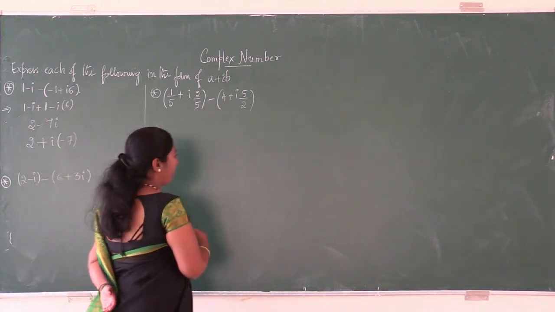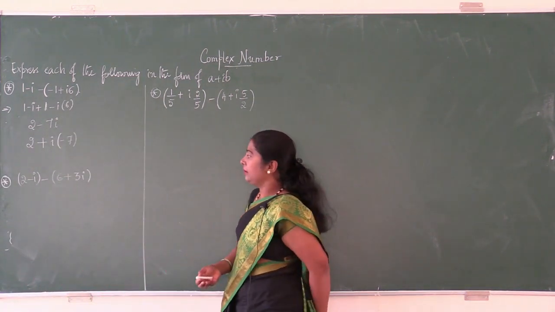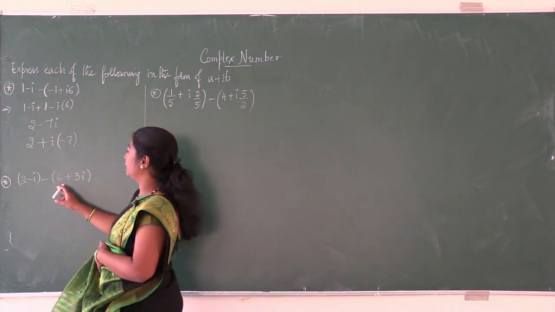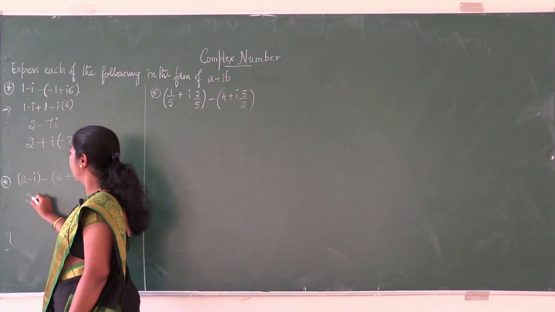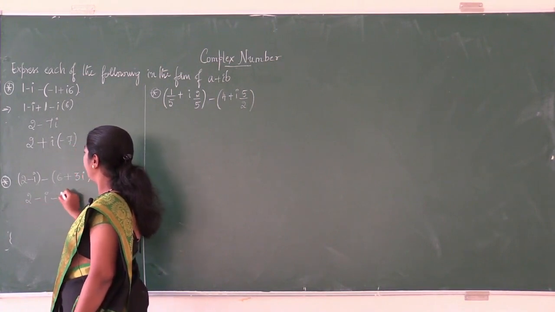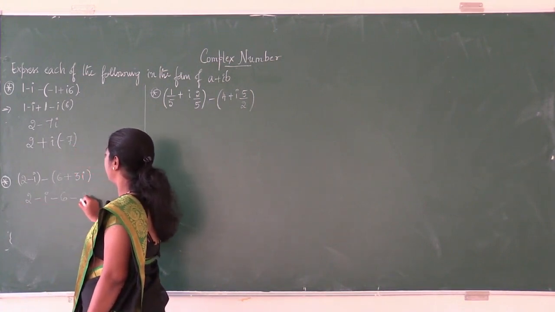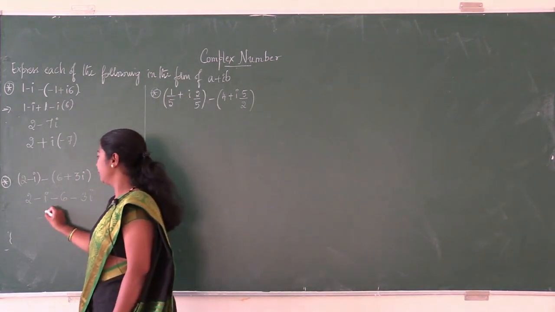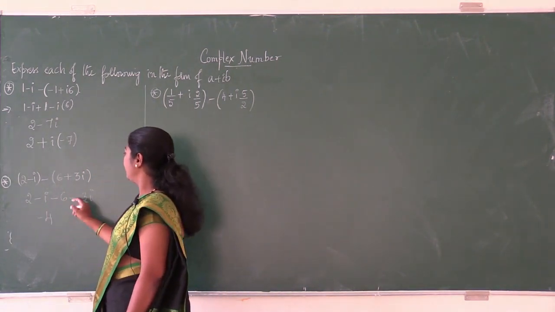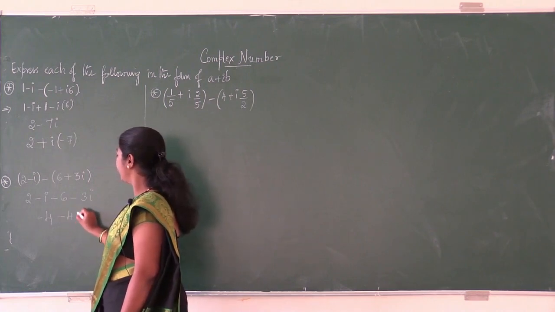Moving to the next problem, we have 2 minus i minus of 6 plus 3 into i. This can be written as 2 minus i minus 6 minus 3i. What is 2 minus 6? Minus 4. Minus 1 minus 3 will be minus 4i.